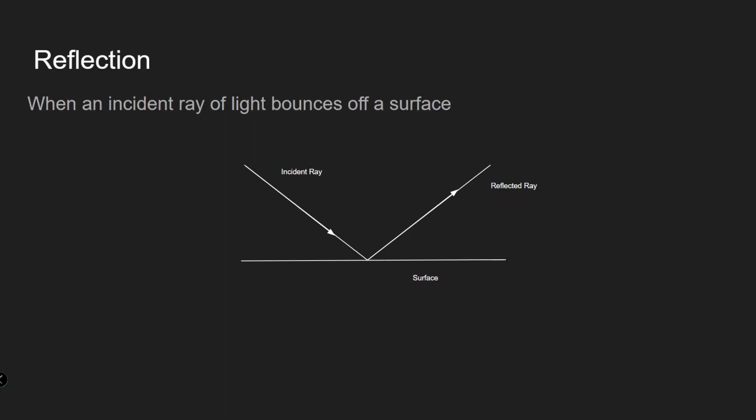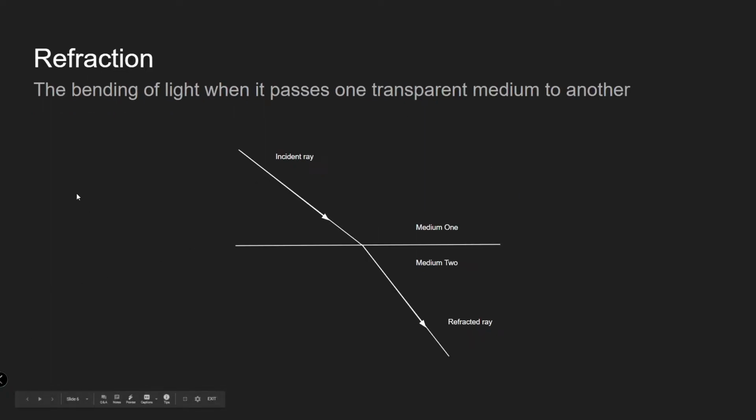Reflection. Reflection is when an incident ray of light bounces off a surface. Here we have the incident light and it's being reflected based off the normal of the surface. Refraction, the bending of light when it passes from one transparent medium to another. Here we have an incident ray passing from medium 1 to medium 2. Based on the refractive index of medium 2, this incident ray will bend to a certain angle to give out a refracted ray.